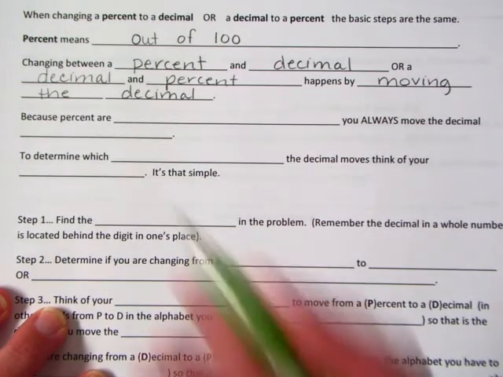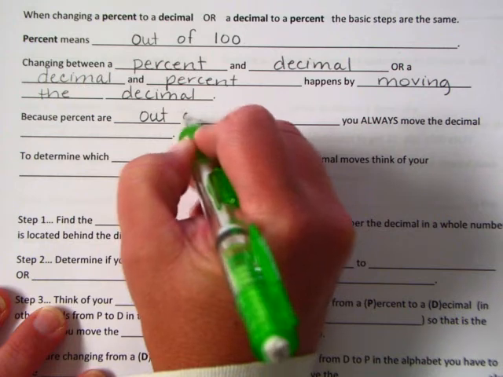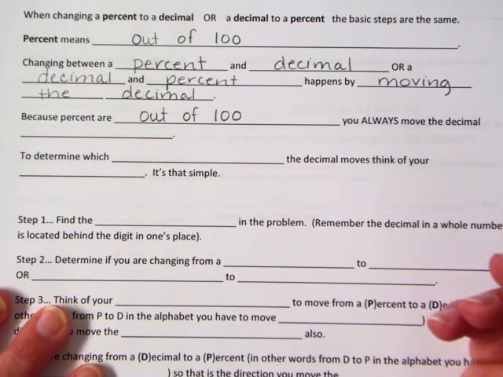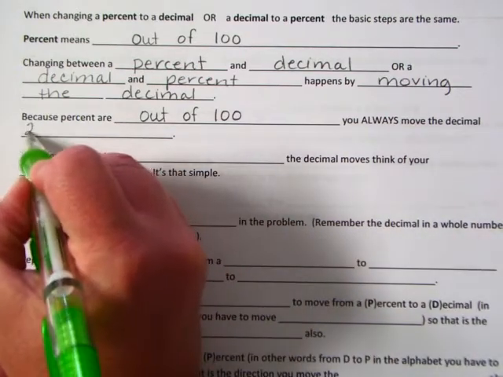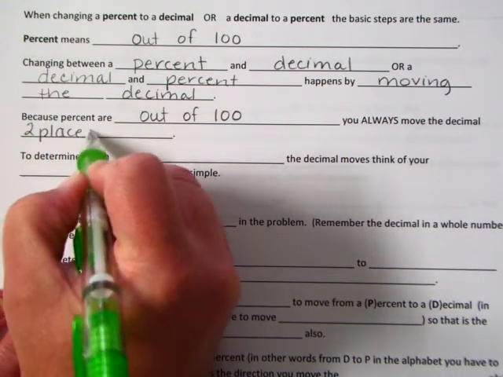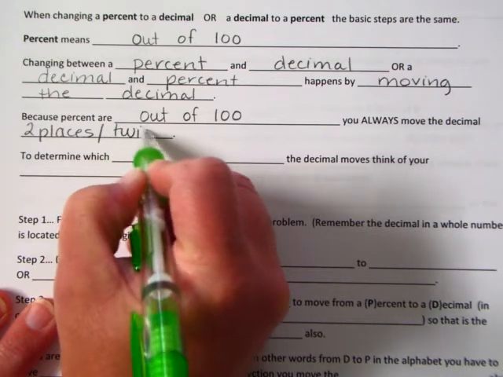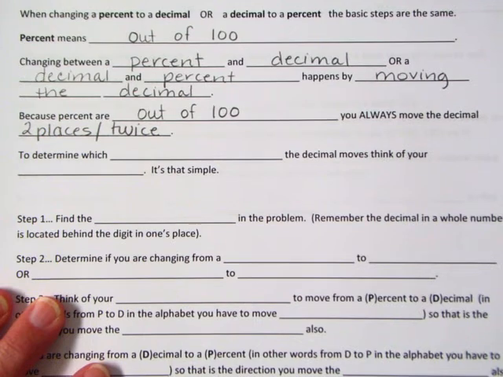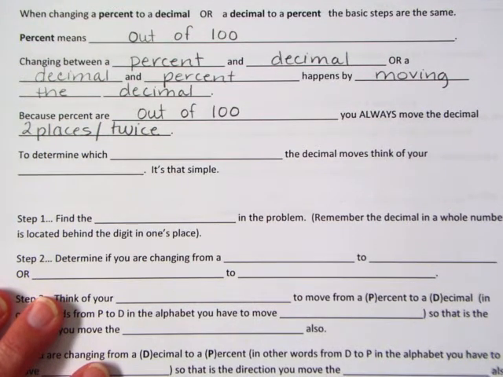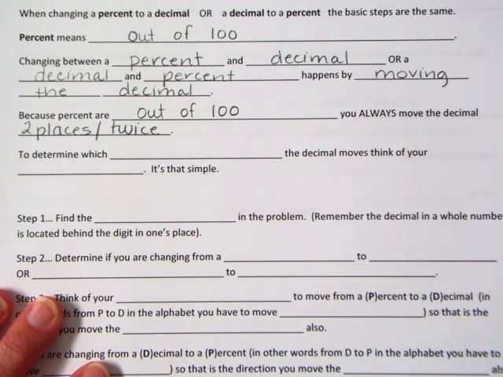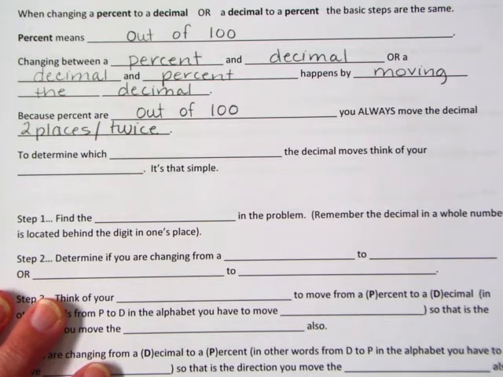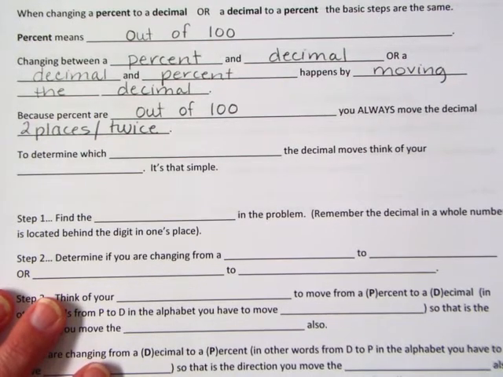Because percents are, as I said, out of 100, you always move the decimal 2 places, or twice. That is because they're out of 100. Hundredths are 2 decimal places away from the decimal. Hundreds have 2 zero places. So you always move your decimal 2 places, either left or right.